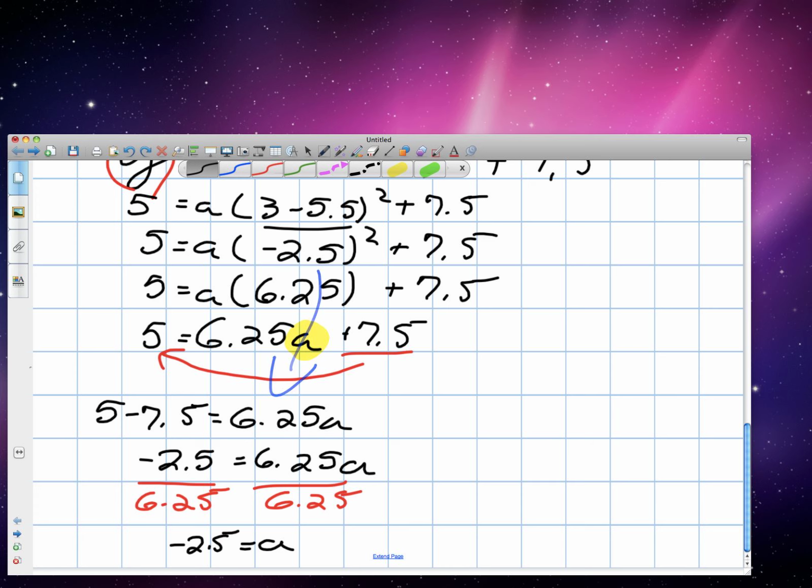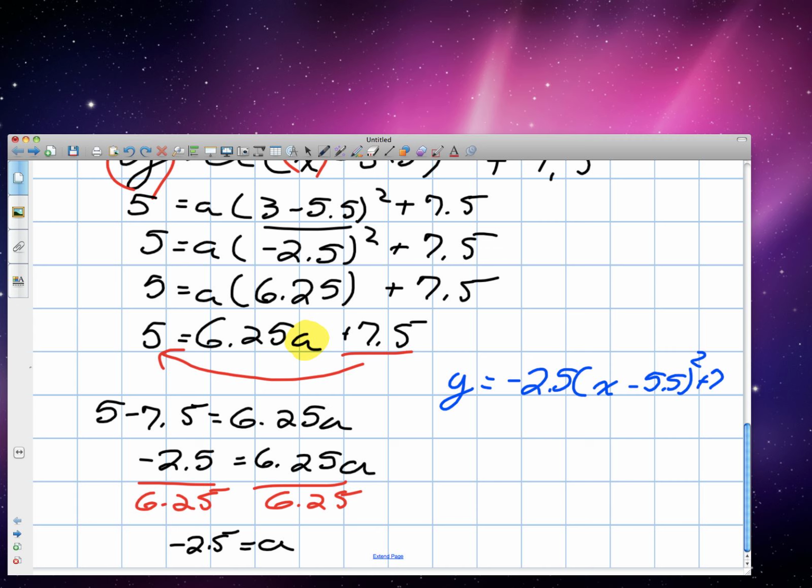Now, the question is write the equation. So the equation is y is equal to negative 2.5 times (x minus 5.5), that was one part of it, plus, don't forget squared, 7.5. So there is our answer.